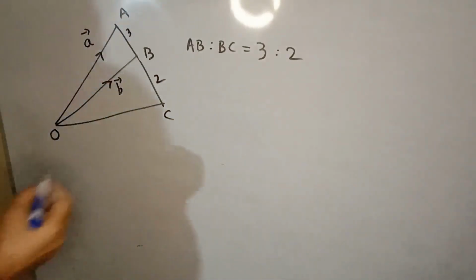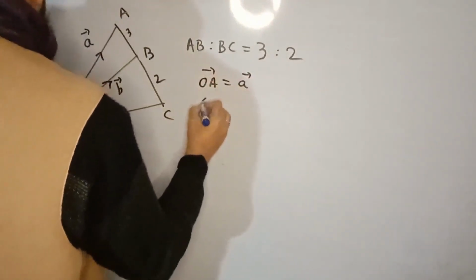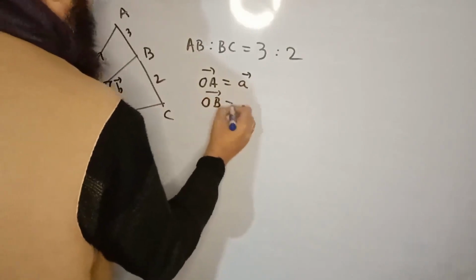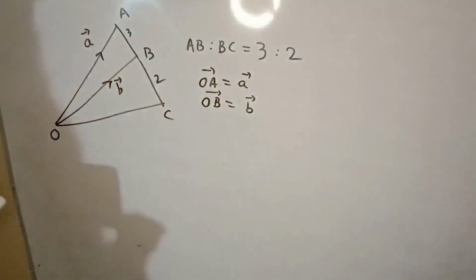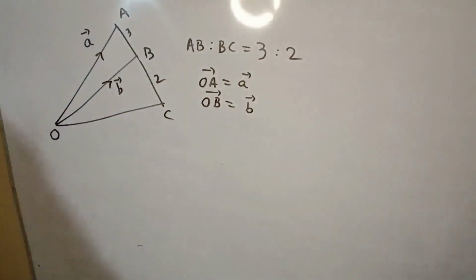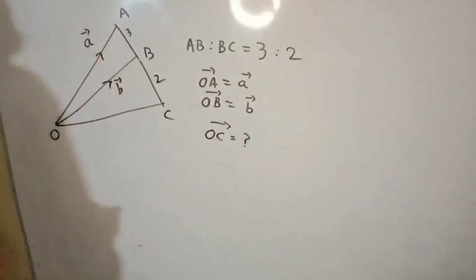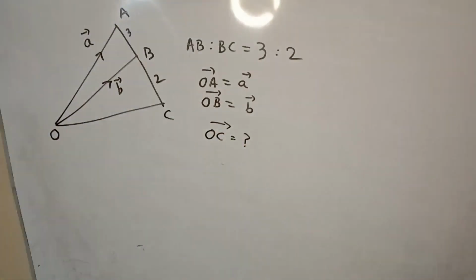Also, the OA vector is given as A and the OB vector is given as B. These are two vectors. Find OC in terms of A and B. We have to find OC. OC can be written as OB plus BC, or it can also be written as OA plus AC.